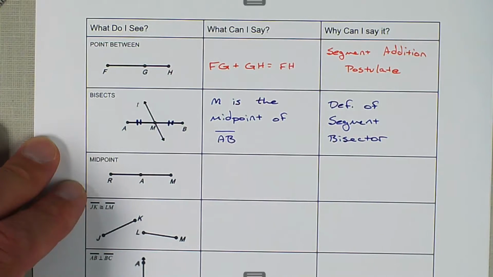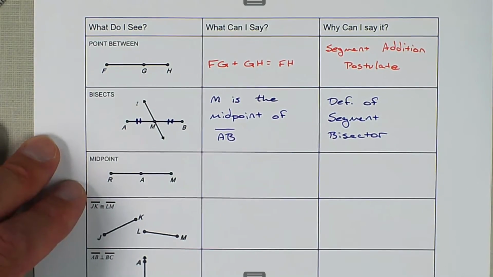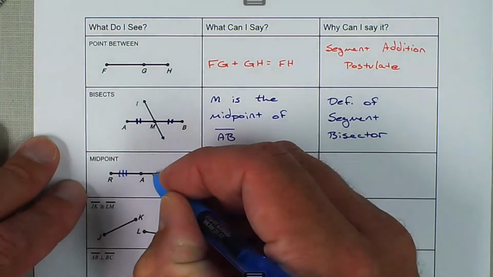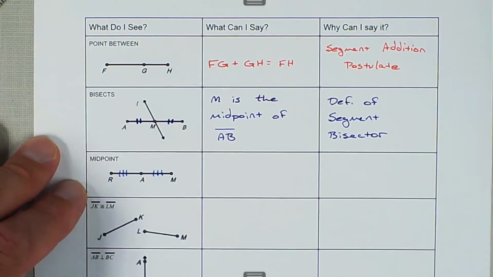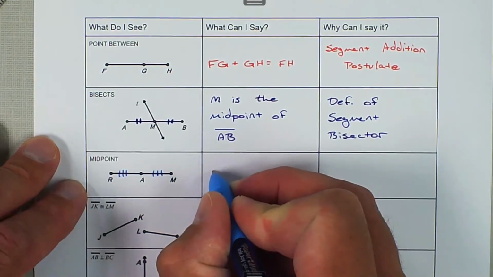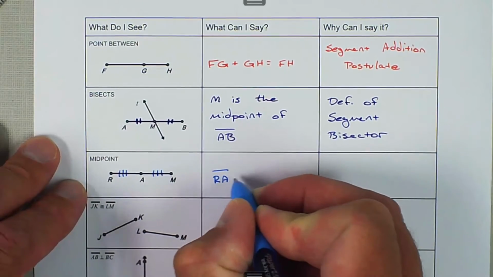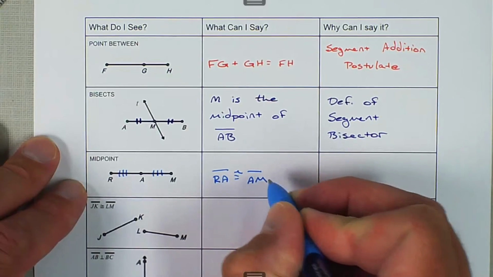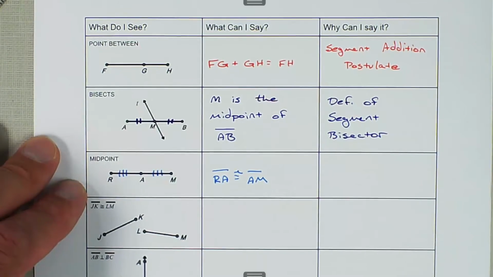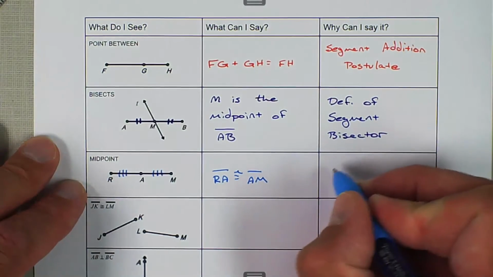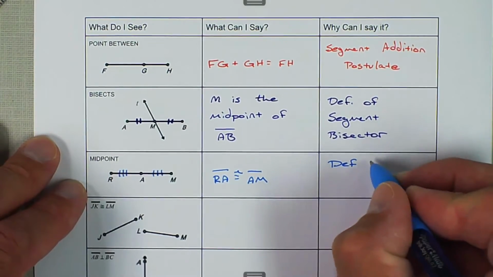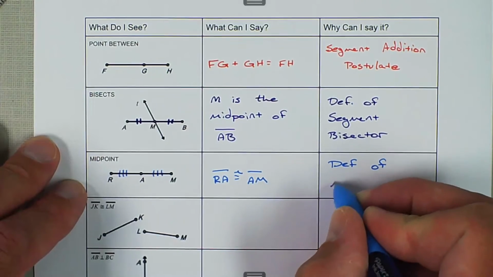Next we have midpoint, and so this is specifically telling us that it is the midpoint. And so if I put 3 marks over here, I can put 3 marks over here. And what that says is line segment RA is congruent to line segment AM. And that is going to be definition of congruent segments. Definition of midpoint.